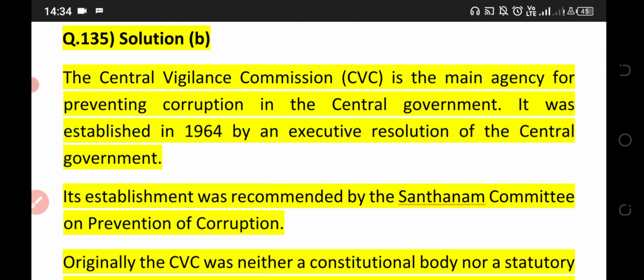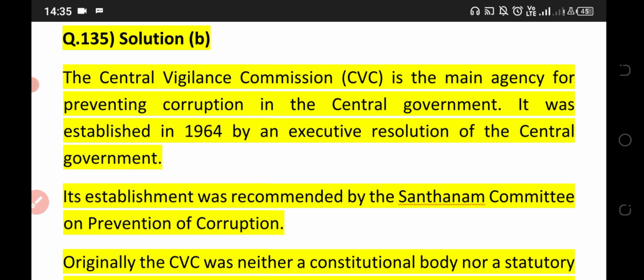Central Vigilance Commission (CVC) is the main agency for preventing corruption in the central government. It was established in 1964 by an executive resolution of the central government. Its establishment was recommended by the Santhanam Committee on the Prevention of Corruption.